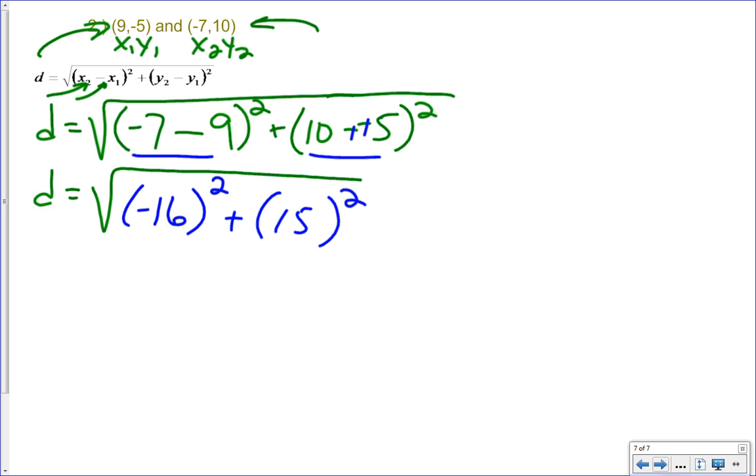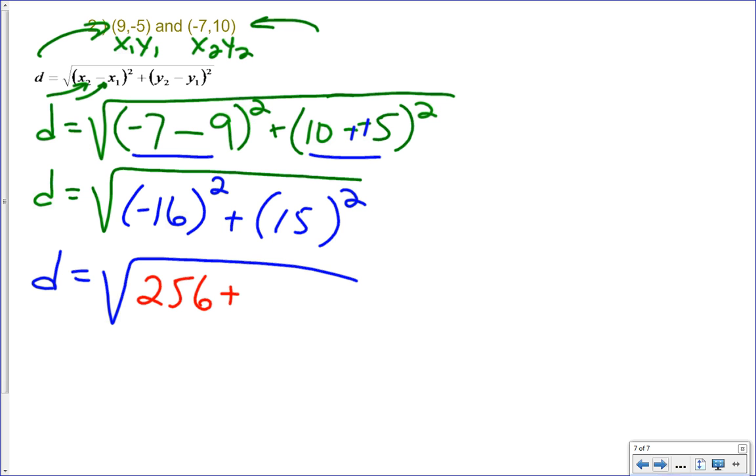Some of you may know some of these, some of you may not. The first thing: if I take a -16, or a negative in general, and square it, that means a negative times a negative, which makes it a positive. So does anybody know 16 squared? Yeah, 256. Anybody know 15 squared? Yeah, 225. Very good.